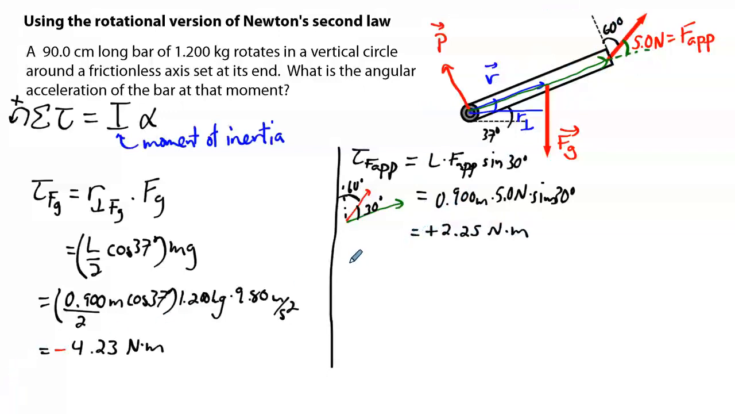Next in line would be the torque due to the force at the pivot P. And for that one, we could find the moment arm for the force P times the force P itself.